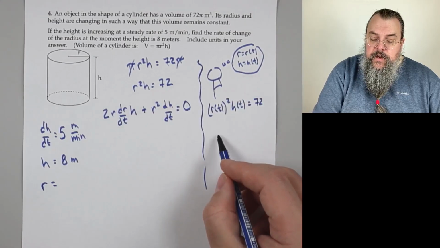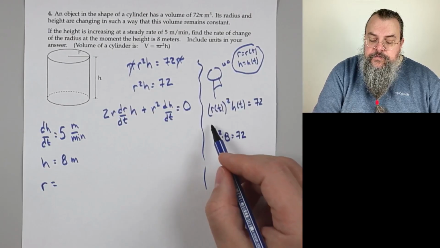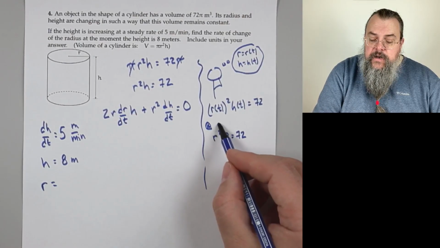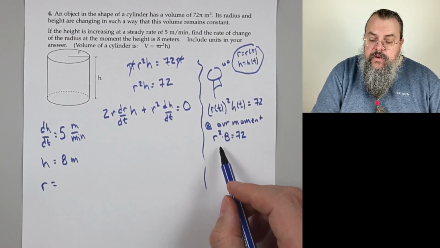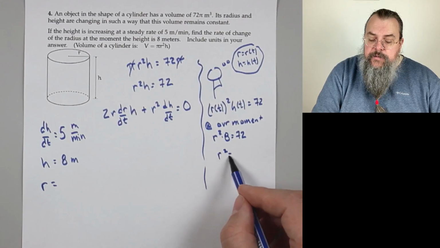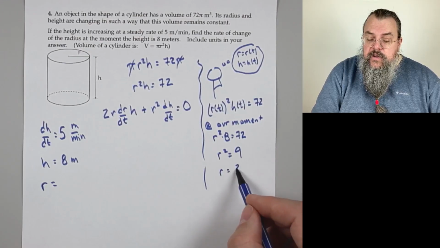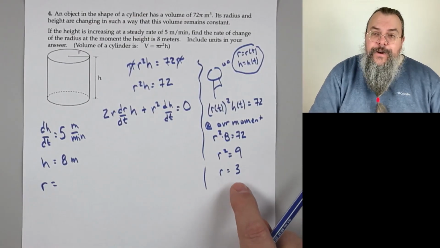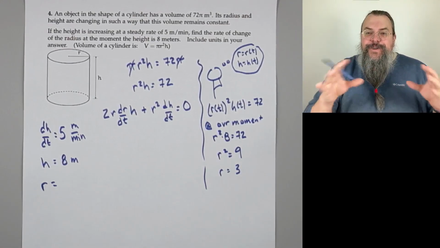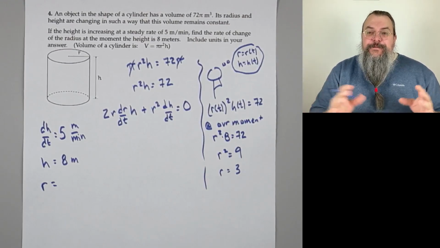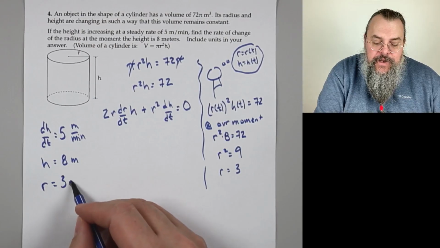We can say, okay, r squared times 8 equals 72. So at the moment we care about, 72 divided by 8 is 9. So our radius is 3. Now you might say, wait, Steve, plus or minus. No. This is a physical object. You can't have a negative radius. It has to be the plus. Okay, so our radius is 3 meters.